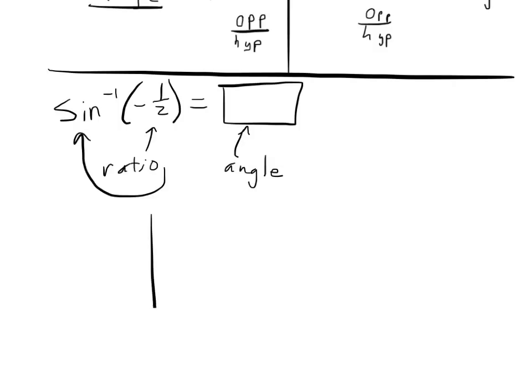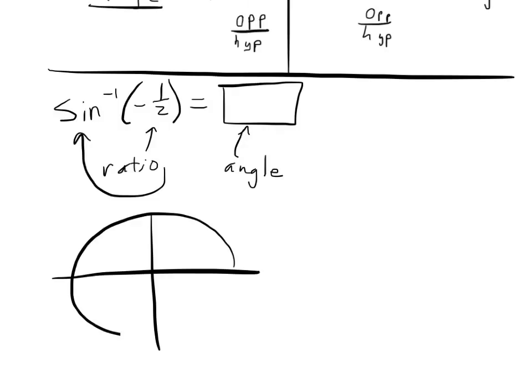Okay. So we're going to think about our unit circle, and we're going to remember that if the sine ratio is -1/2, that means the y value is -1/2. So you can imagine on your unit circle, where would you find a y value of -1/2? The idea is, well, a y value of -1/2 is here. That would happen over here, and also over here.